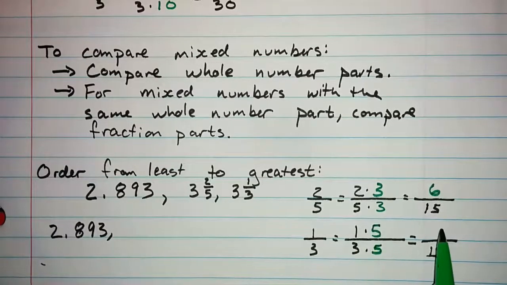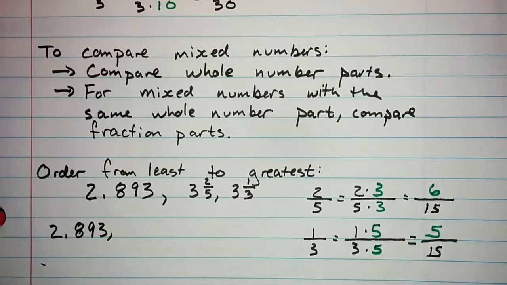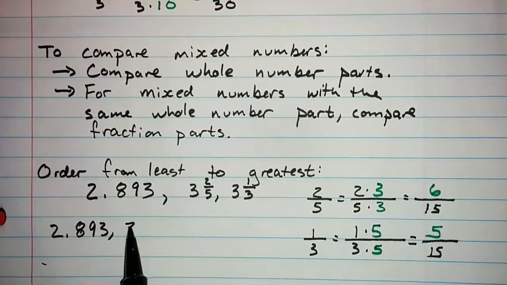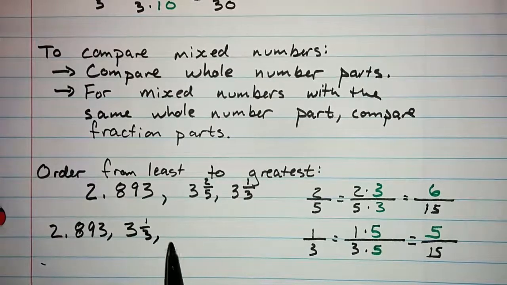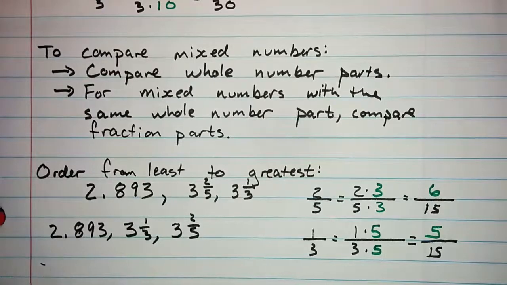So here my numerator will be 1 times 5 is 5. Clearly 5/15 is smaller than 6/15. So 3 1/3 is smaller than 3 2/5. And these are my mixed numbers ordered from least to greatest.